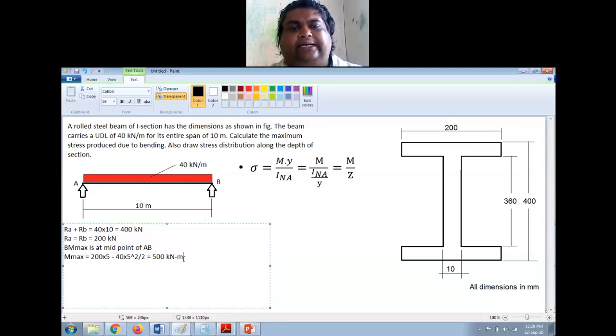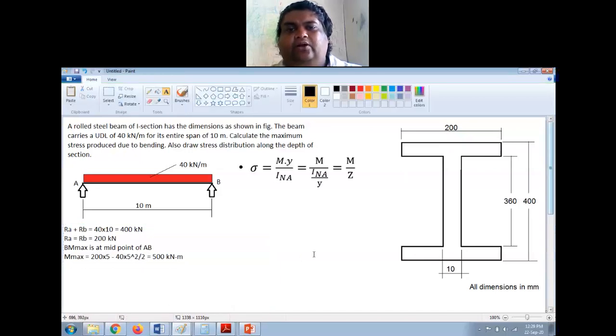Okay. Now the second step is to find the section modulus for this particular cross section, that is the I section. Now for finding the section modulus, I have to first find the moment of inertia. This is not a rectangle or circle for directly solving this. Now I will do a simple construction here.